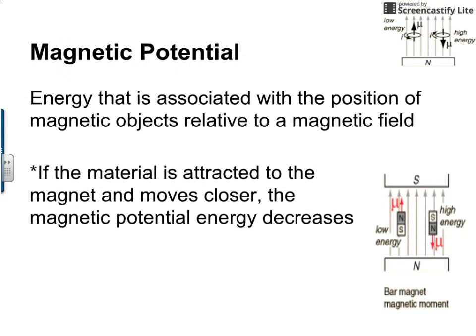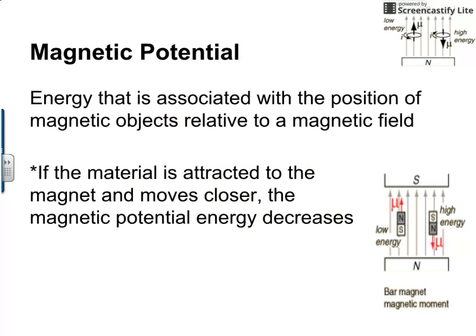Magnetic energy kind of works the same way. Now, magnetic potential energy is the energy that's associated with the position of magnetic objects relative to the magnetic field. So, if they are attracted to the magnet and move closer, you have less potential energy because they want to be together. If you've got a North Pole and a South Pole and they want to be together and they move closer and closer, they have less potential energy because they want to be together. They're moving in the right direction here. They want to be together, so they're going to try to come together. Less potential energy.